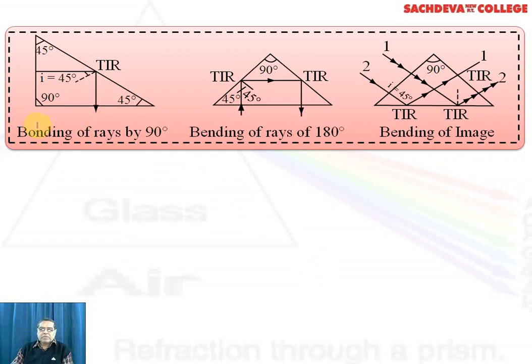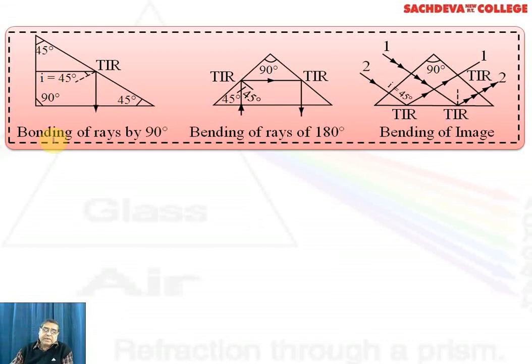Now, there are certain figures shown here for total internal reflection. In the extreme left figure, we find a prism whose base angles, the two angles, are 45 degrees and one angle is 90 degrees. Then i stands for the 45 degrees angle of incidence, and total internal reflection takes place on the hypotenuse. That is bending of rays by 90 degrees, or we can say that light bends at 90 degrees.